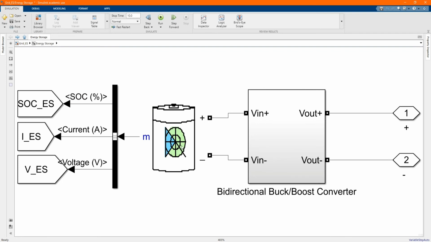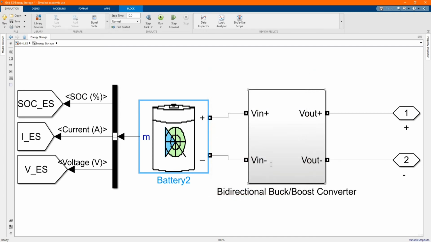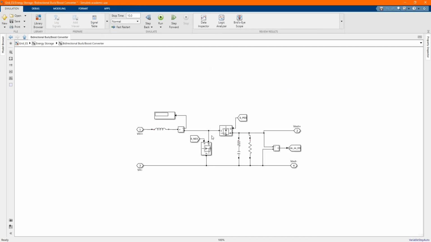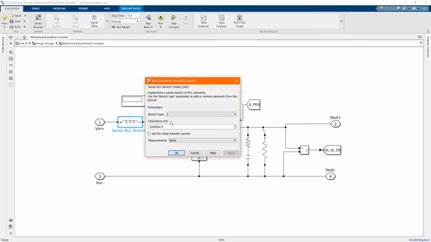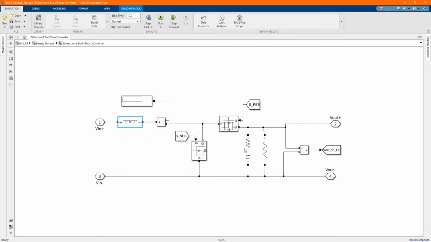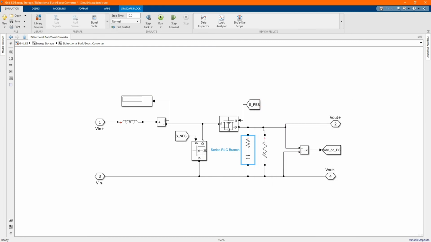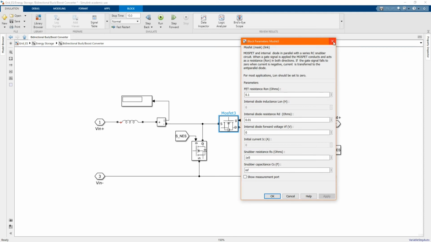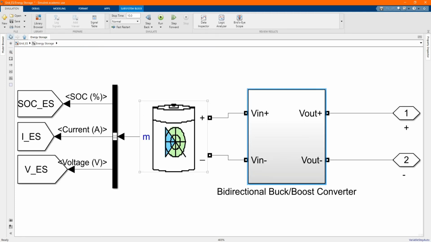Now let's go to our energy storage. We have our bidirectional DC-DC buck-boost converter. Here we have our inductance and our capacitor value, and we have our resistor. And then we have our MOSFET, without changing anything. We have our gate switch. Go back.